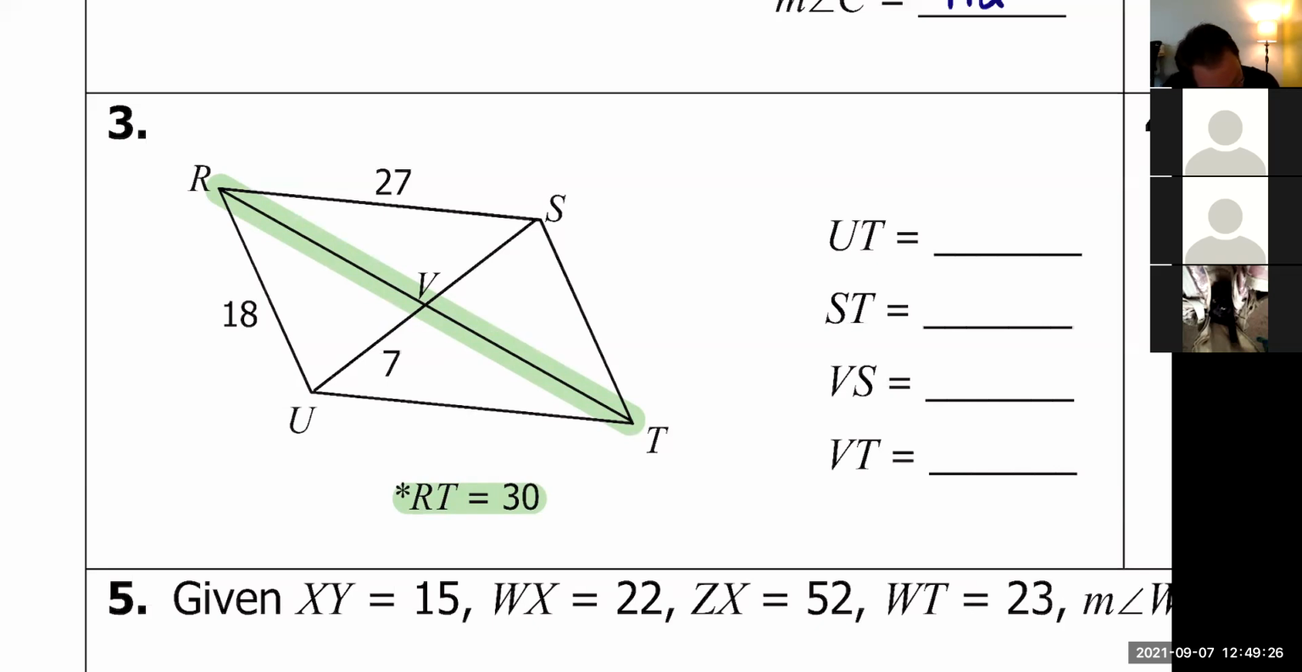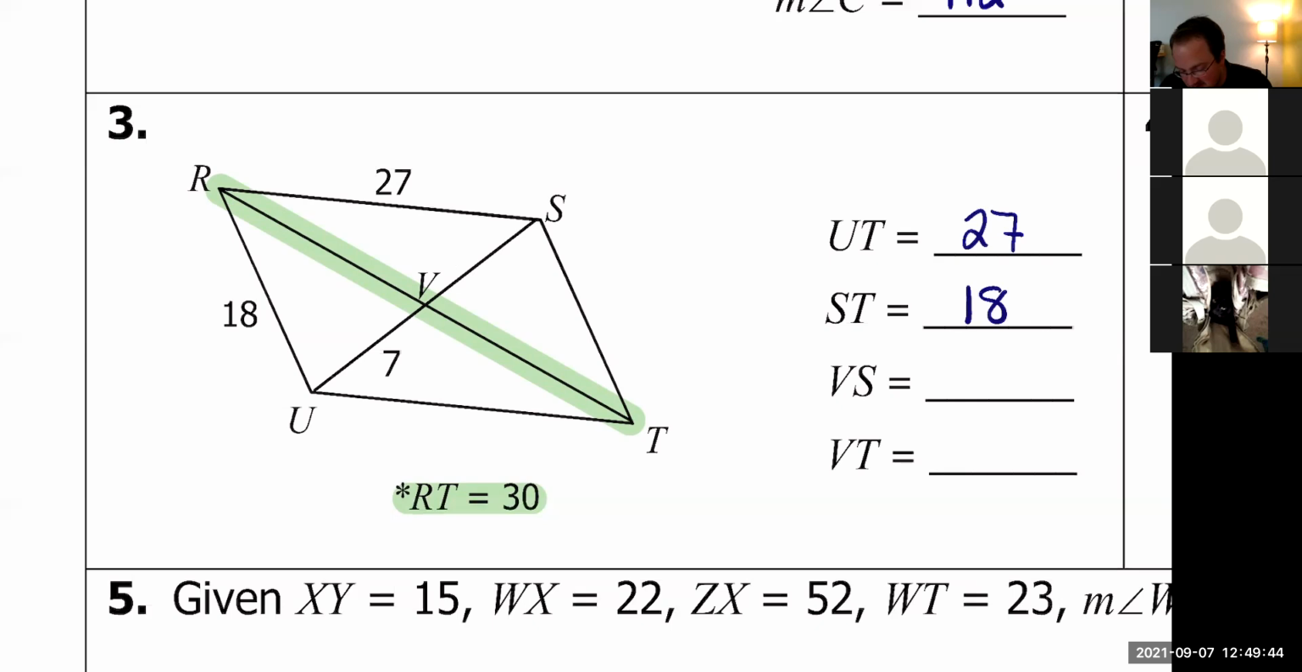So what would be the length of UT? Would it be 27? It would be 27 because it is opposite of RS. What about ST? Is it 18? It would be 18 because it is opposite of RU. Then we get a little sneakier.